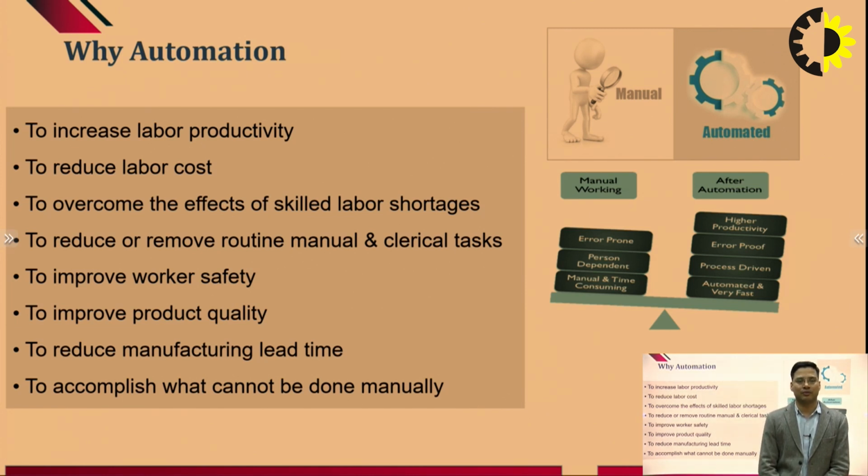When we are using some sort of intelligent devices where we have actual real-time control, where actual operations are being done, then the manufacturing lead time gets reduced. So there is one of the most prominent reasons: whatever tasks we do manually can be accomplished by using these machines.